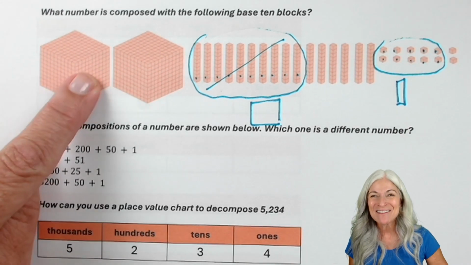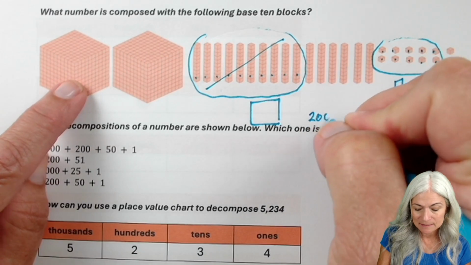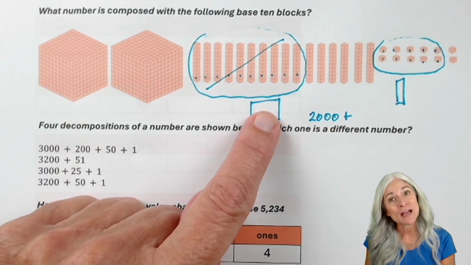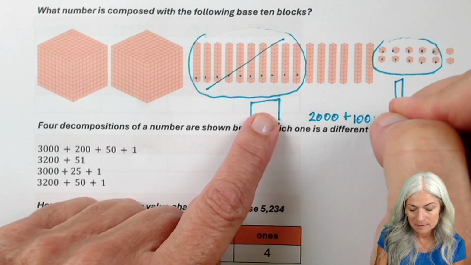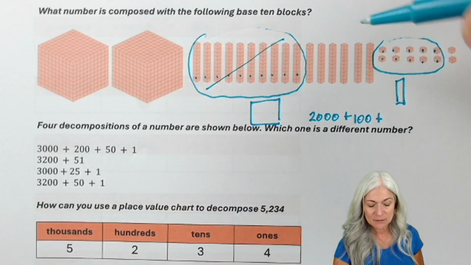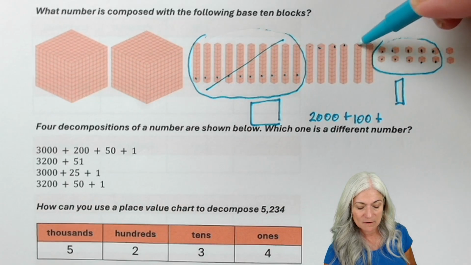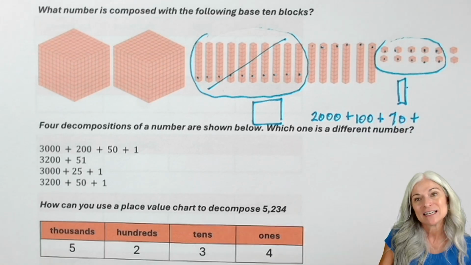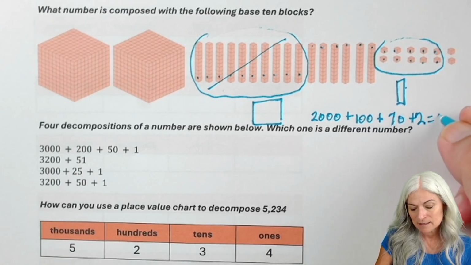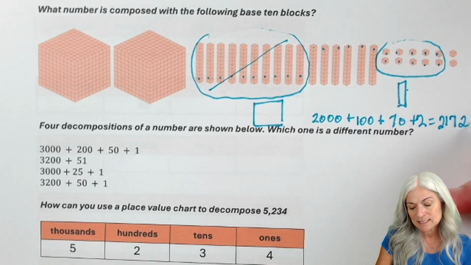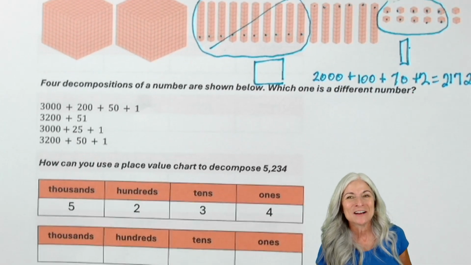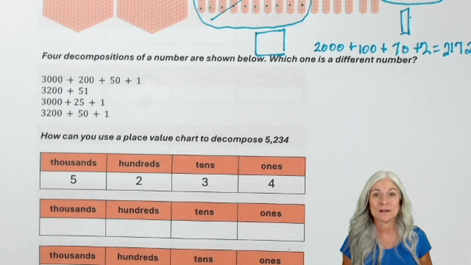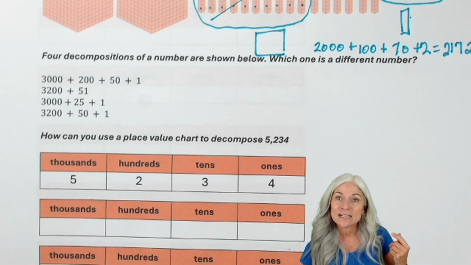Now what do I have? I have 2 thousands plus, now I've got this 100 plus, how many 10s do I have? 1, 2, 3, 4, 5, 6, 7. 7 10s, 70, and then there are 2 ones. So 2,172. All right, they'll have a problem like this one where they're shown 4 different decompositions.